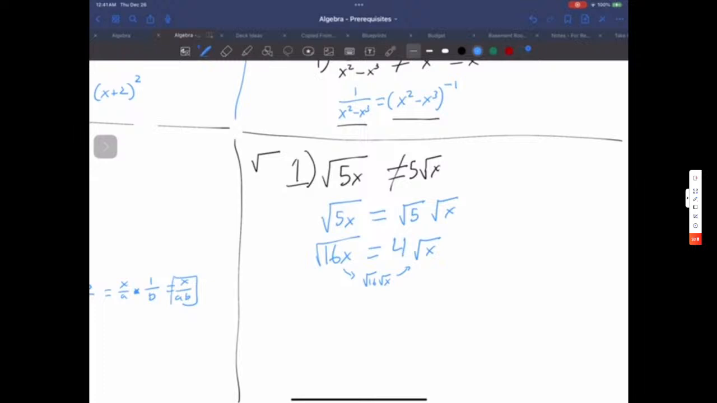That's the error there. Okay, the second error is the square root of, there's a good one, x squared plus a squared is not equal to x plus a.